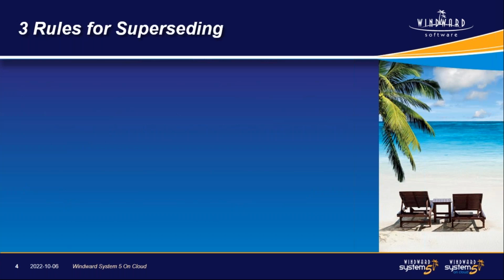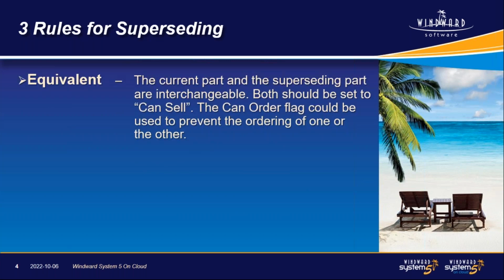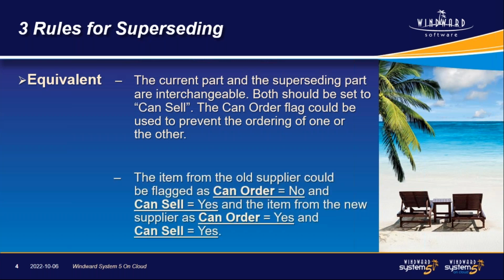So there are three rules for superseding. First is the equivalent. That means the current part and the superseding part are interchangeable. Both should be set to cancel. The can order flag could be used to prevent the ordering of one or the other. This is a possible method of changing your supplier of a common item. So the item from the old supplier could be flagged as can order, no, and cancel, yes. And the item from the new supplier as can order, yes, and cancel, yes.